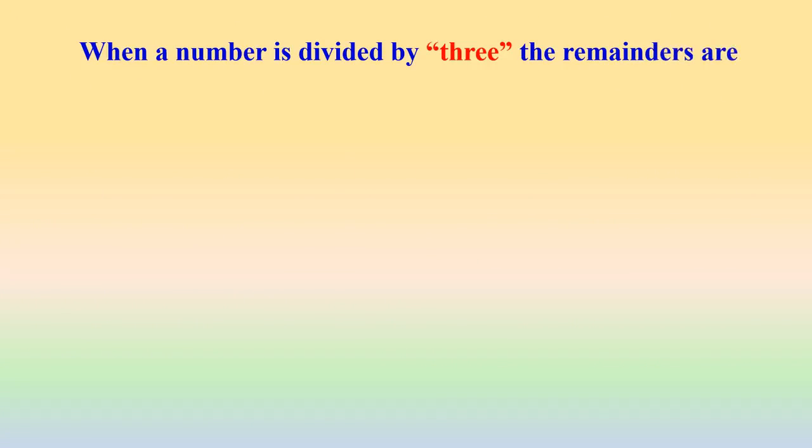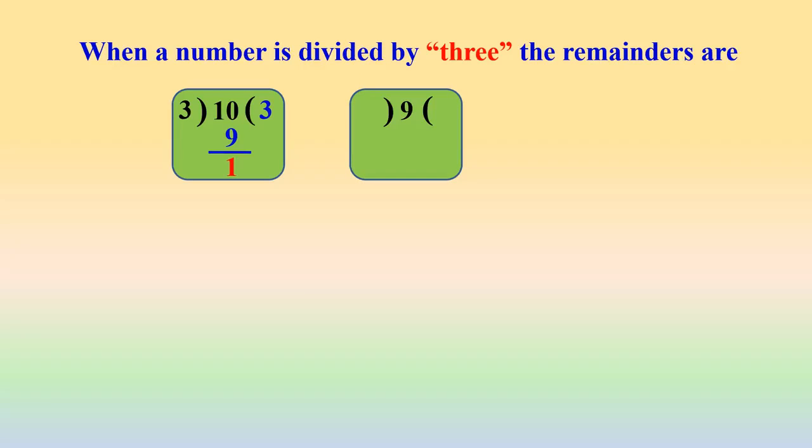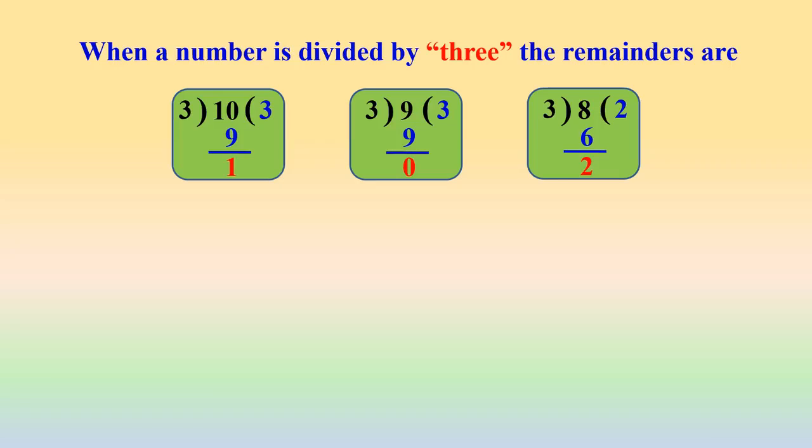when a number is divided by 3, the remainders are: 10 by 3, 3 3s are 9, 10 minus 9, 1, 1 is the remainder. 9 by 3, 3 3s are 9, 9 minus 9, 0 is the remainder. 8 by 3, 3 2s are 6, 8 minus 6, 2 is the remainder. 6 by 3, 3 2s are 6, 6 minus 6, 0, 0 is the remainder.